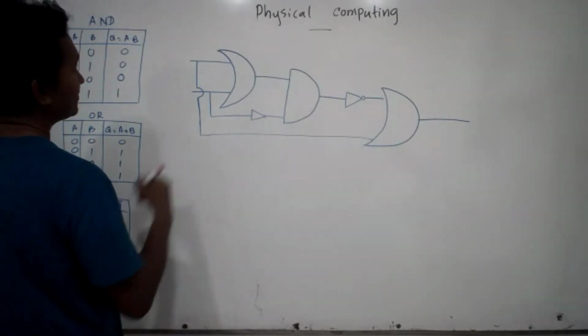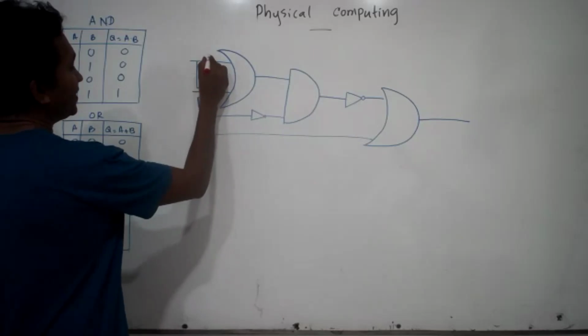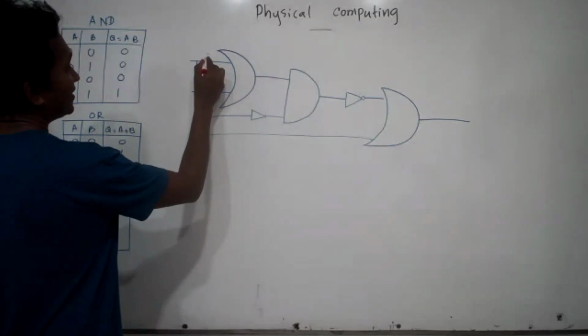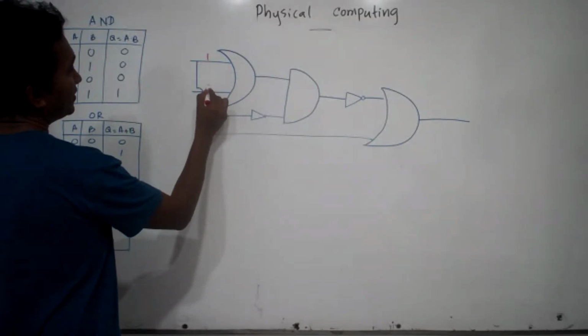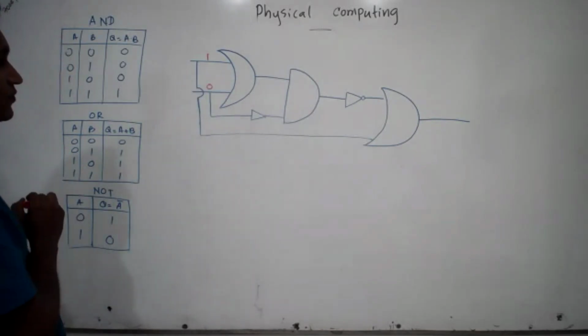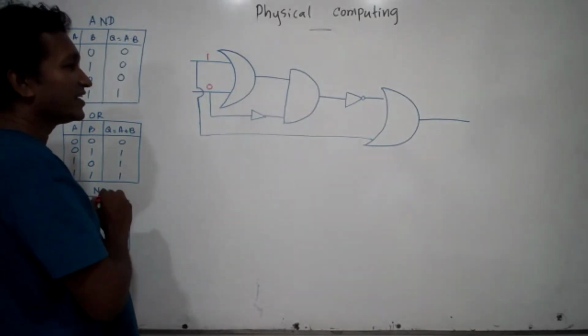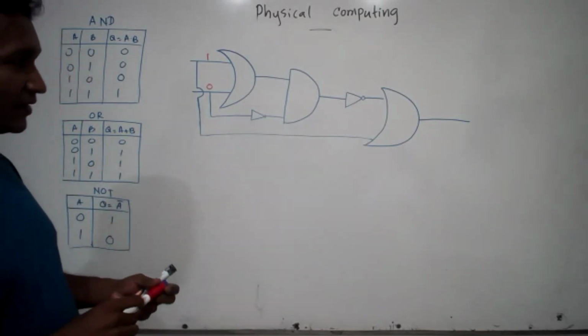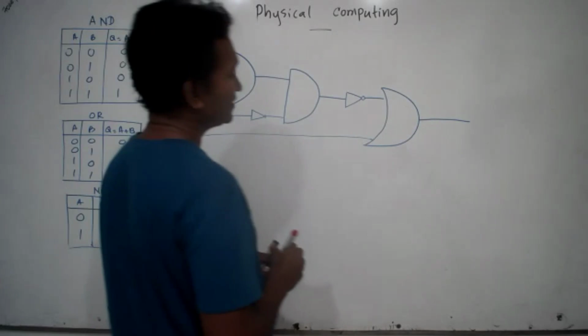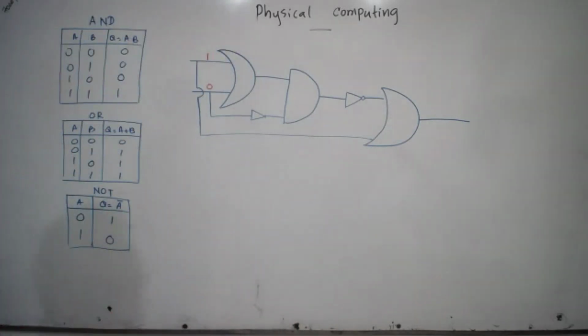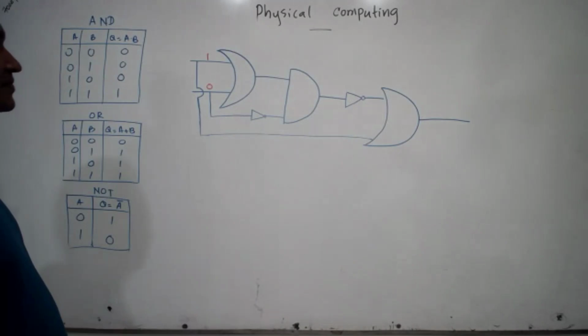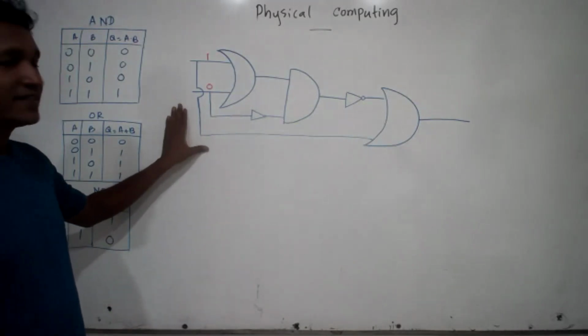So this will be 1. This will be 0. So then get the output of this combined logic gate. First you draw this one and write the answer.